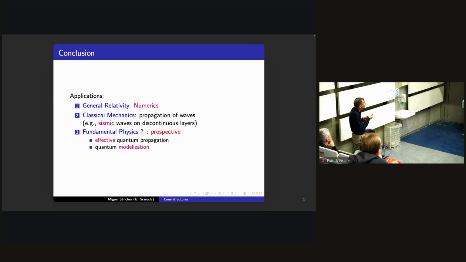Indeed, the propagation of seisms is a natural application for this discontinuous medium. And the point is, for fundamental physics, in order to discuss here, if there are some prospects on this, either as an effective quantum propagation, that I think that in any case this should emerge, or even more as a part of quantum modelization. And well, this is all. Thank you very much for your attention.